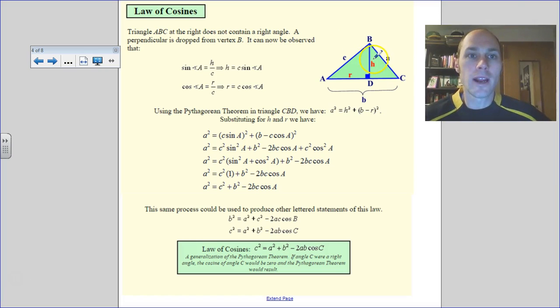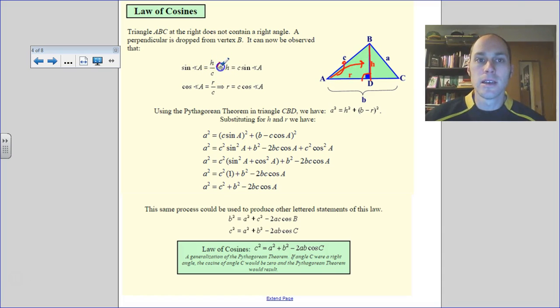ABC, which doesn't have a right angle, so we draw the altitude in again from vertex B. So we can see that sine of A equals opposite over hypotenuse, so h over c. Multiply both sides by c again, so we get h equals c times the sine of A. And if we take the cosine of A, here we'll be looking at the adjacent side. Since this whole length is b, we'll just call this one r for now. Adjacent over hypotenuse, so r over c.